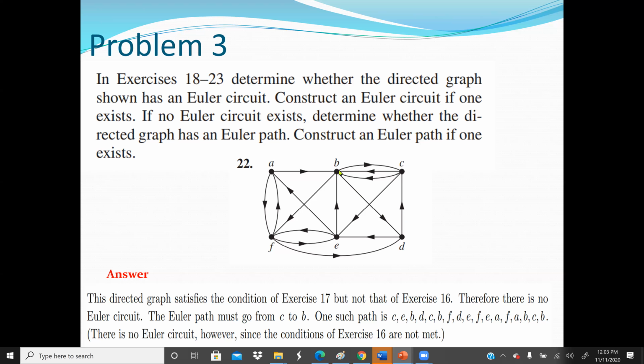We have to visit all the edges with the arrow going out. So now we are in B. From B, we can also go to F. Then from F, we can go to D. Then from D, we can go to E. Then from E, we can go to F. Then from F, we can go to A. Then from A, we can go to B. Then from B, we can go to C. Then C, we end it and we go to B. So it's like a loop, go C, then B. So that will be our Eulerian path.